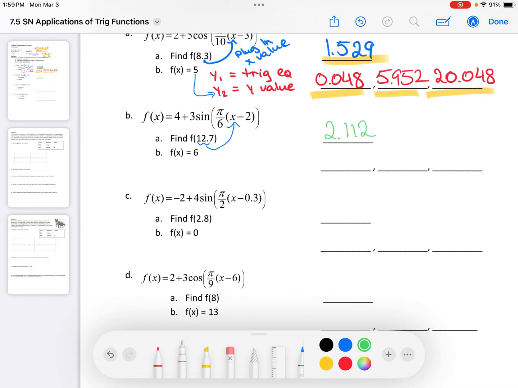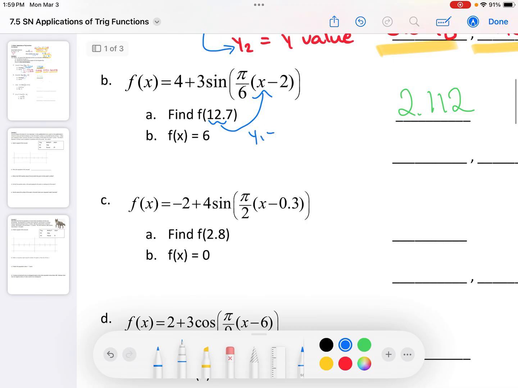2.112 is our y value, f of 12.7. Now, to find the values of x where f of x equals 6, we go to the calculator. Okay, y1 will be the trig equation that we're given. Y2 here will equal 6.